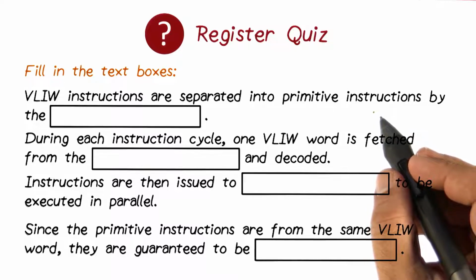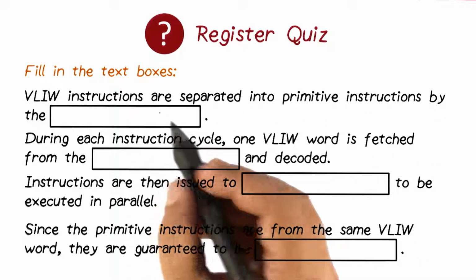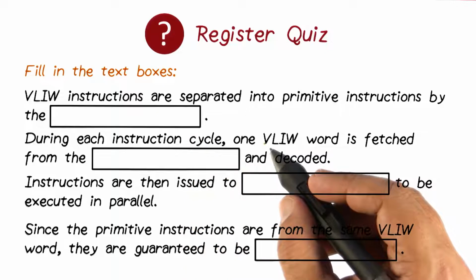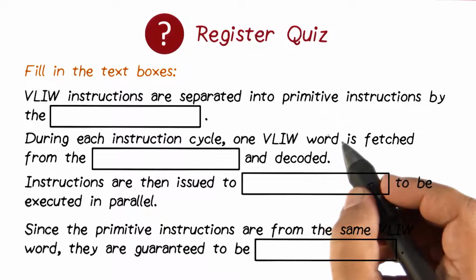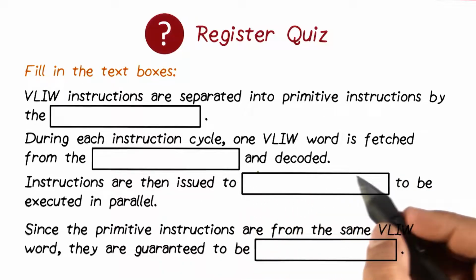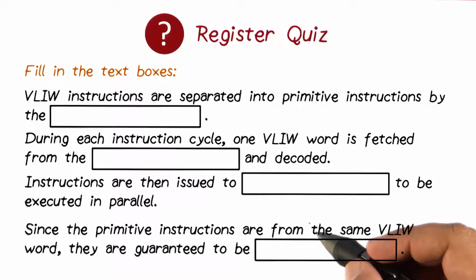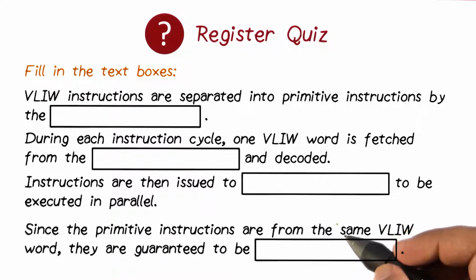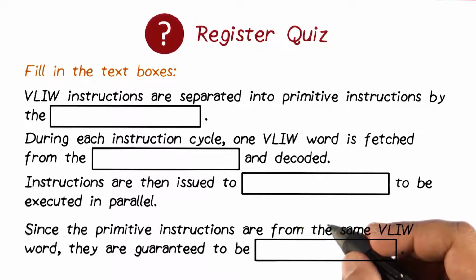The first sentence is, VLIW instructions are separated into primitive instructions by the blank. Fill that blank in. The second sentence is, during each instruction cycle, one VLIW word is fetched from the blank and is decoded. Fill in that particular blank. The third sentence is, instructions are then issued to blank to be executed in parallel. Fill in that blank. And finally, since the primitive instructions are from the same VLIW word, they are guaranteed to be blank. So for all these blanks that I have mentioned when I read these sentences, you have to identify what is the correct word that should be filled in.